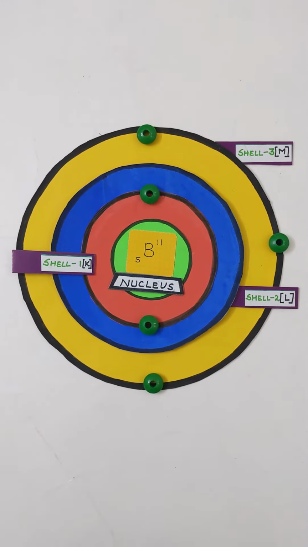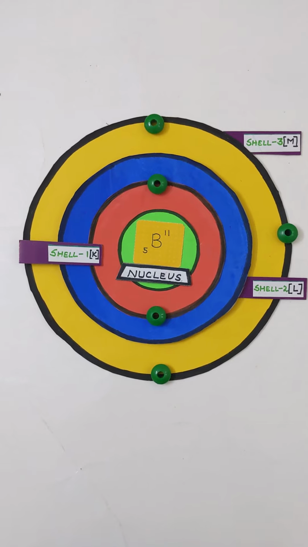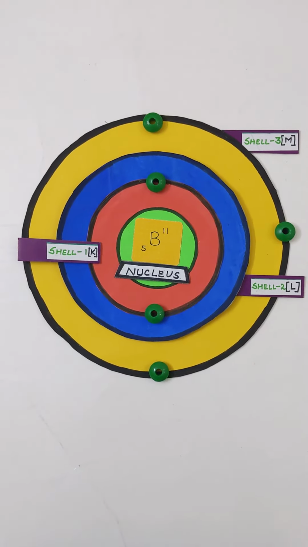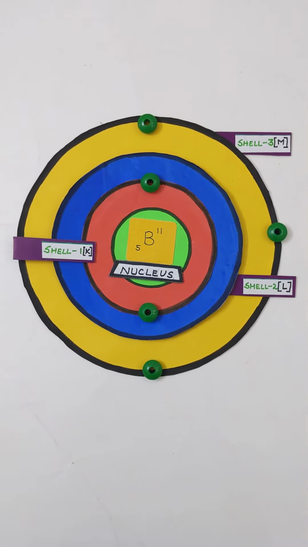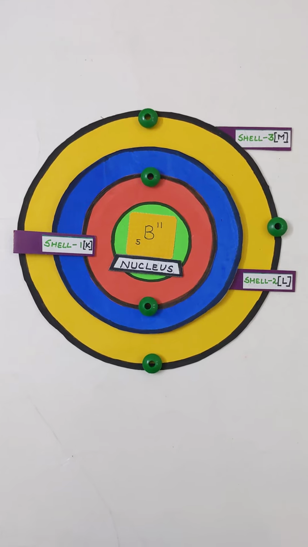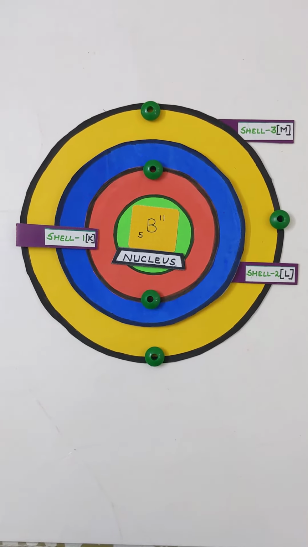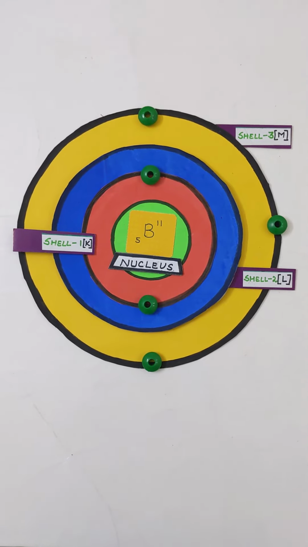Or if we try making an arrangement of this form, that means we complete the K shell with 2 electrons. We do not put any electron in the L shell at all, and we put the remaining 3 electrons in the M shell. That means without filling in the L shell, we are moving on to the M shell. That means if we keep an electronic configuration of 2, 0, 3, it is again a wrong representation for boron.